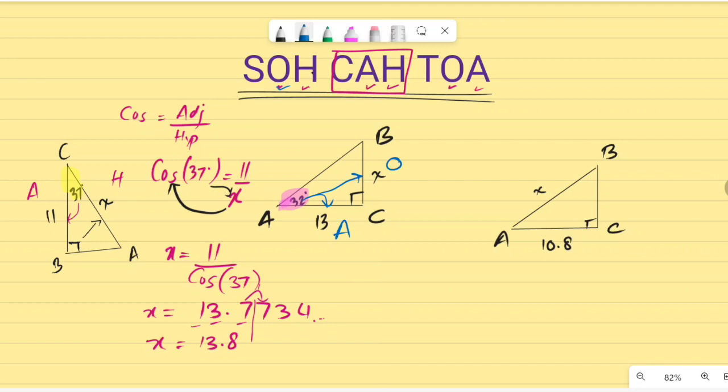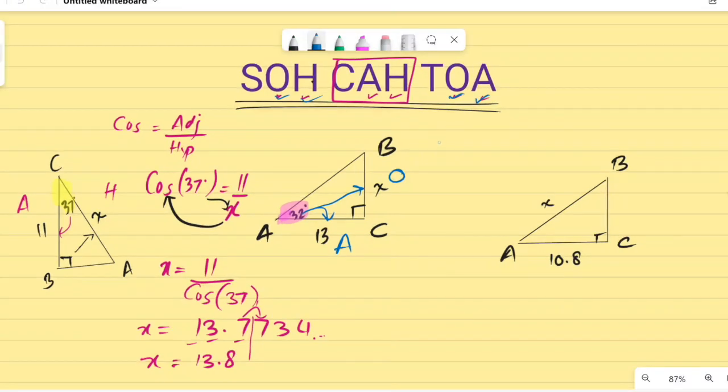So O and A, let's see which one is using O and A. O and H with the first one, no. O and A with T, with TOA. Okay, so we are using tangent or tan. So let's write it. Tan is opposite over adjacent. Our angle is 32, so tan 32 is opposite, which is x, over adjacent, which is 13.